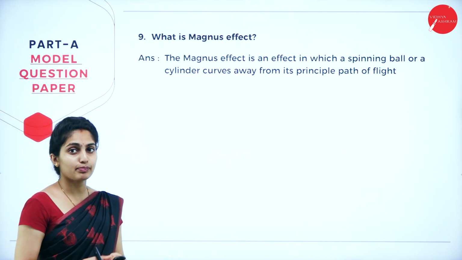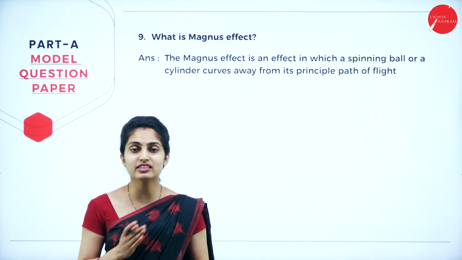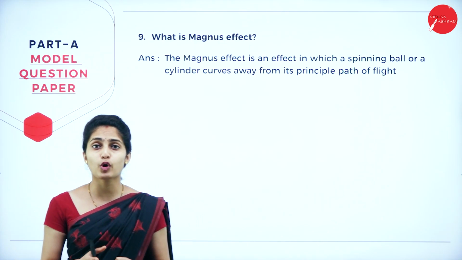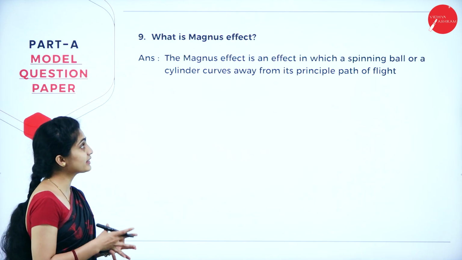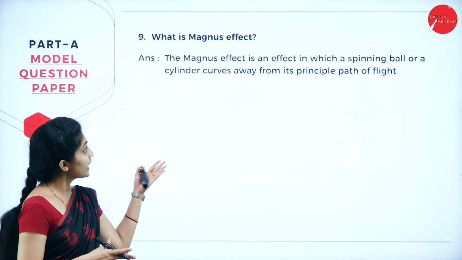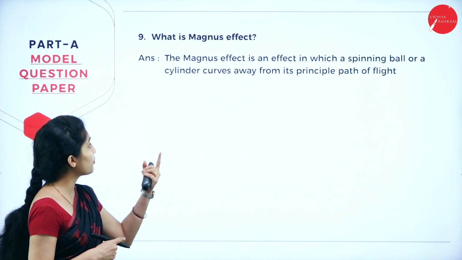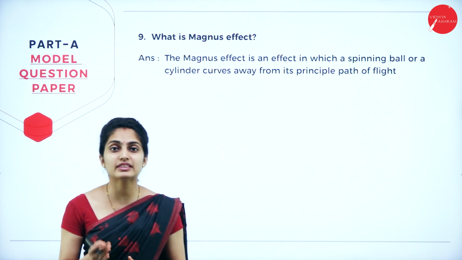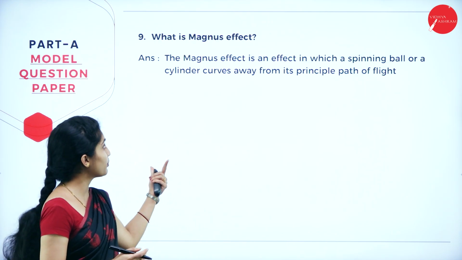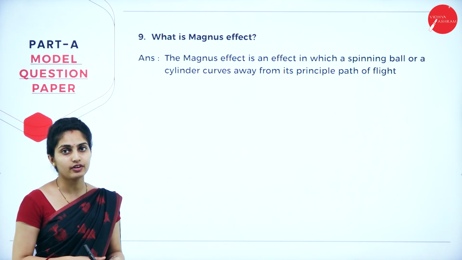What is a Magnus effect? Okay, and this comes in mechanical properties of liquids. Okay, so what do we study here? The Magnus effect is an effect in which the spinning of the ball or a cylinder curves away from its principal path. Okay, so that is all about your Magnus effect, which is here on the slide.